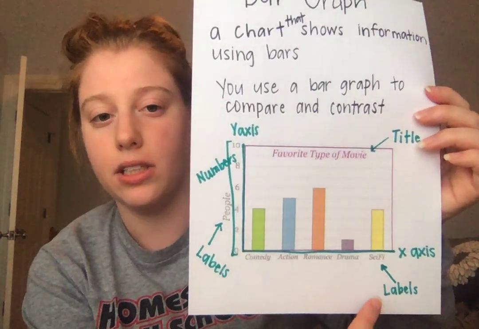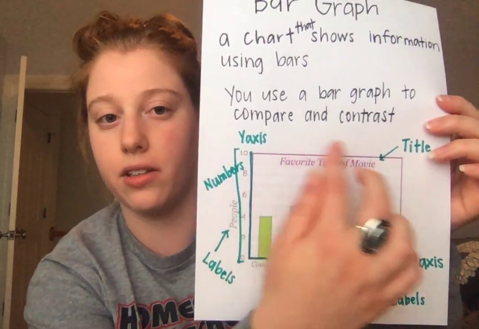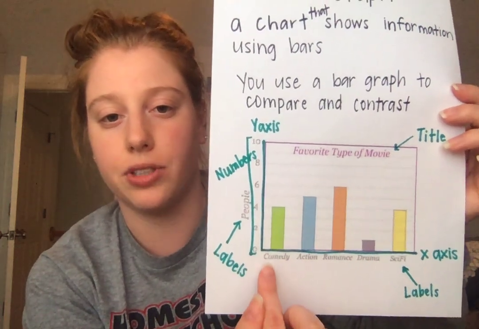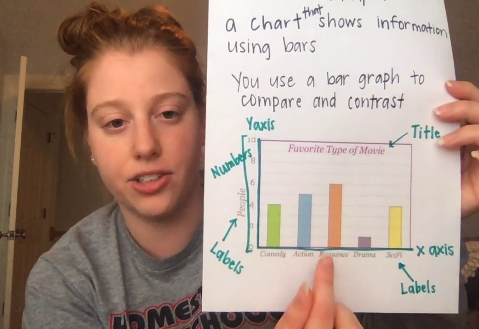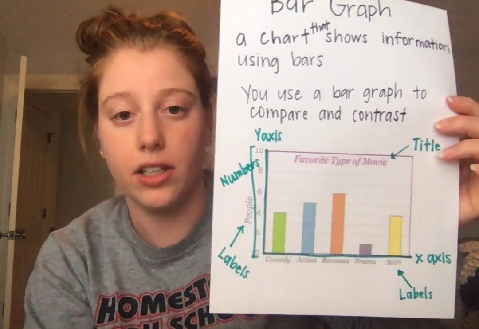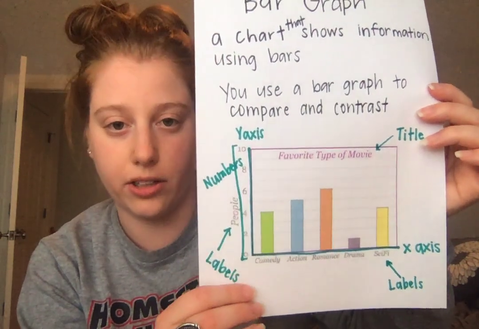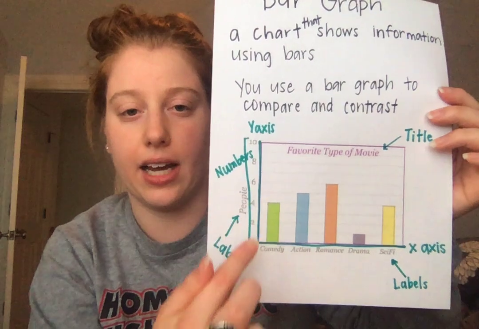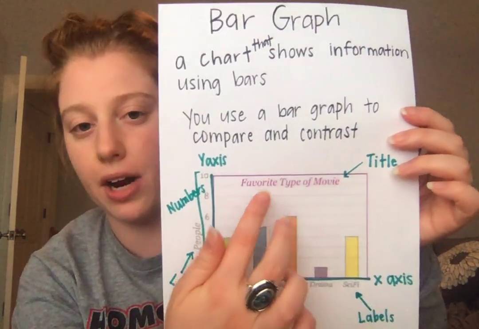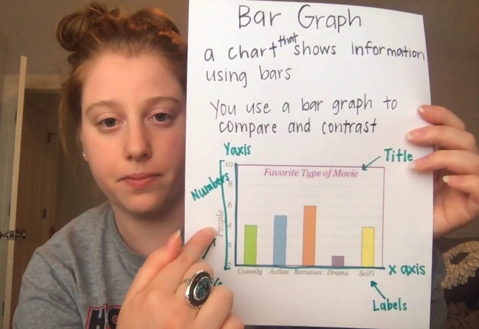So one label is the different types of movies, or it relates to your title. Since we're doing favorite type of movie, these were your options: comedy, action, romance, drama, sci-fi. If you were doing favorite color, this is where you would have yellow, orange, purple, green, all of those colors. And then up on this side, on the y-axis, you have the numbers, and for this, they were asking people. So your label is people, all right?